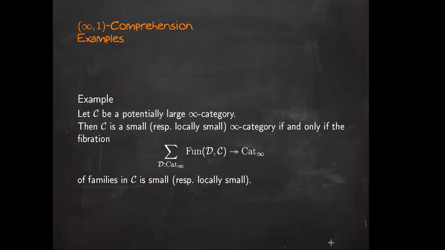And then one can show that C is small, meaning it's a simplicial set, is an infinity category, or locally small, meaning its hom spaces are simplicial sets, if and only if their fibrations of families are small or respectively locally small in the sense just described above. So smallness and local smallness are both generalizations of these notions. Now in this case, of course, smallness implies local smallness, right? But this is not the general case for these more abstract notions.